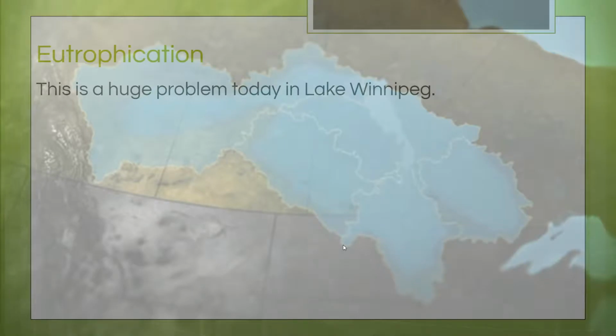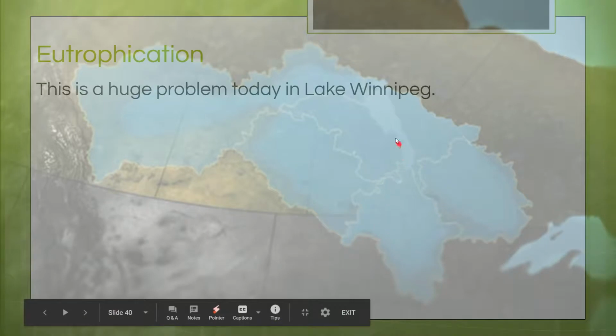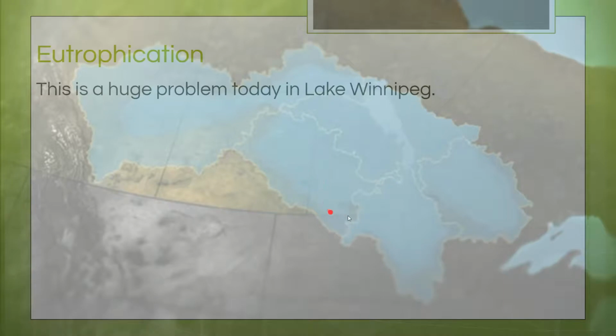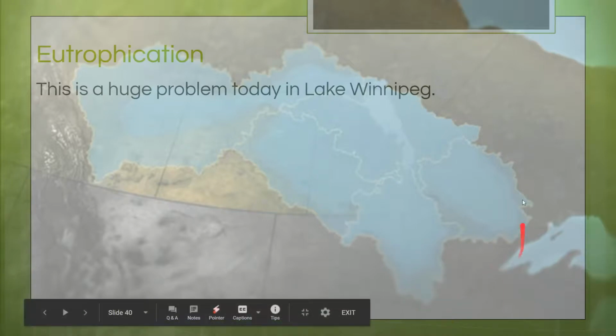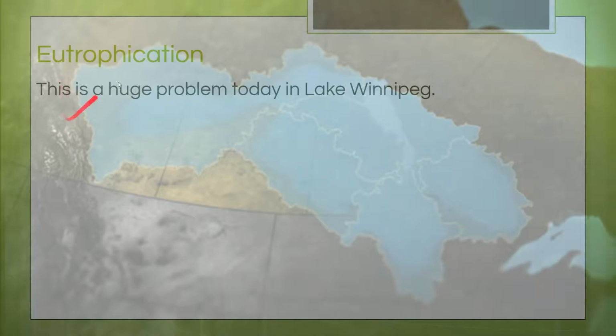So eutrophication is a huge problem in Lake Winnipeg today. Lake Winnipeg is this spot right here. Okay, you can see here's Manitoba. This right here, this thing, you can see that what looks like water. This is the Rocky Mountains over here. So this is Alberta. This is Saskatchewan, right? Manitoba, Ontario, and then we have Minnesota and South Dakota down here.